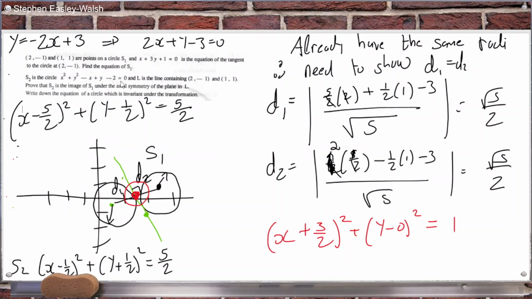S1 is that. Prove that S2 is the image of S1 under axial symmetry of the plane in L. Write down the equation of a circle which is invariant under the transformation. Yeah, the one right in the middle, radius 1, should do it. I guess there's infinitely many, but that should be the one that perhaps they were thinking of in particular. Okay, not too bad of a question actually. Thought it'd be much worse. Yes, usual amount of time as well. Okay, fine.